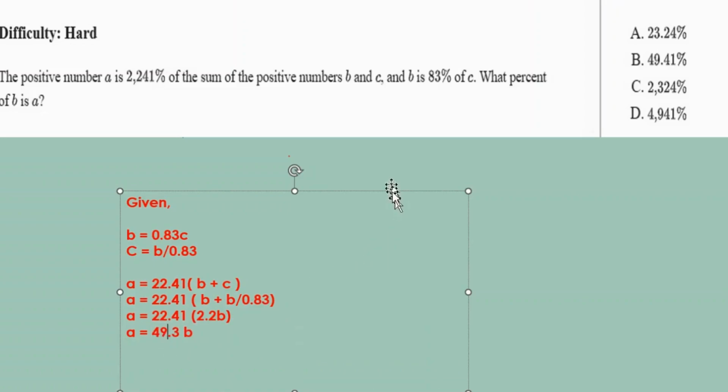But what do they want? They want us to find out the percentage of B that is A. So what percentage of B is A? That's what they actually want us to find out.